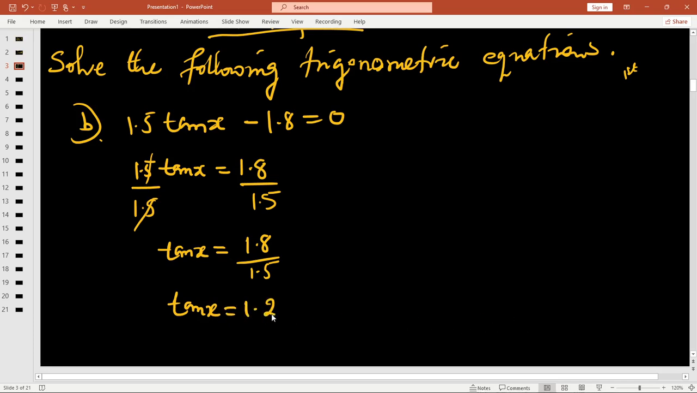Now this 1.2 is a positive number. Then remember, always refer to the quadrants. We know that all functions are positive in the first quadrant, the sine function, tangent function, and the cosine function. If this is positive, we know that the solutions of this equation are going to come from the quadrants where the tangent function is positive. Meaning that we're going to have a solution from the first quadrant and the third quadrant, because those are the only quadrants where the tangent function is positive.